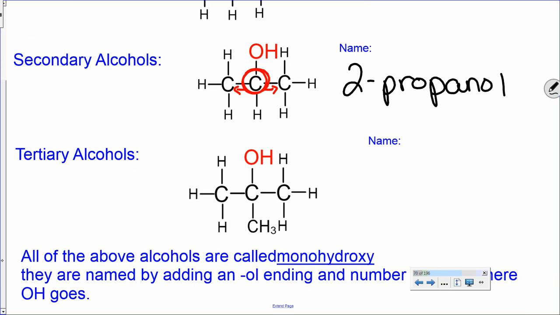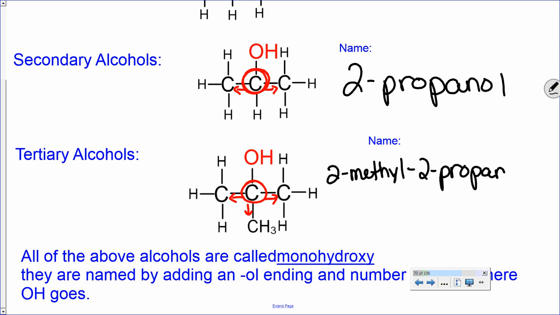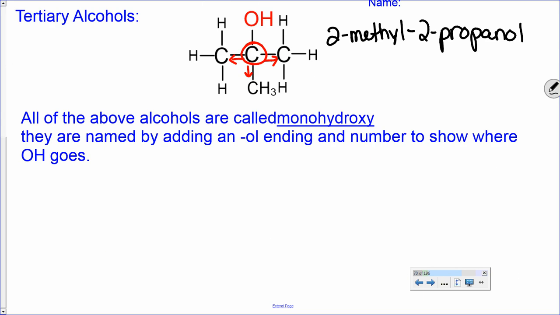A tertiary alcohol has a situation where this carbon that the OH is attached to has 1, 2, 3 other carbons. Now, because this has that methyl group sticking off of it, we would have to name that first. So this is called 2-methyl-2-propanol. So still following those nice IUPAC rules, nothing crazy going on here.